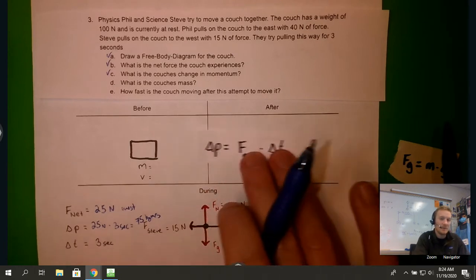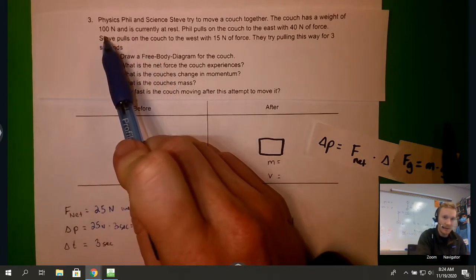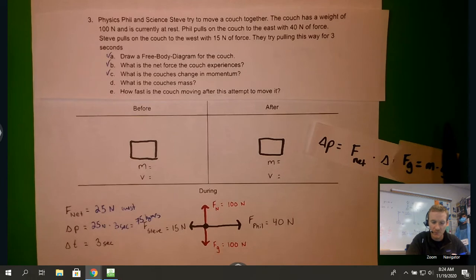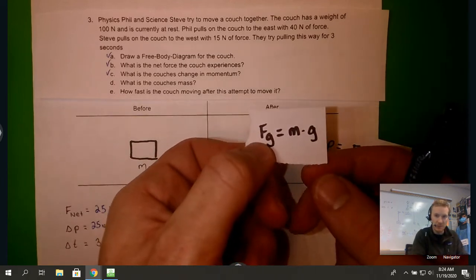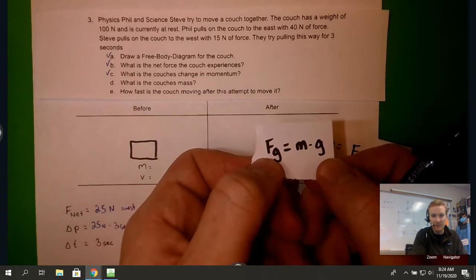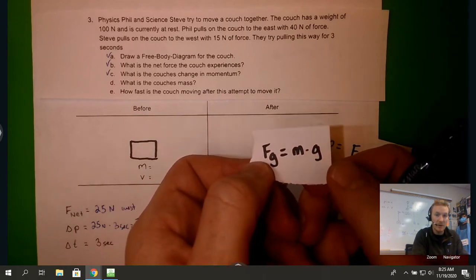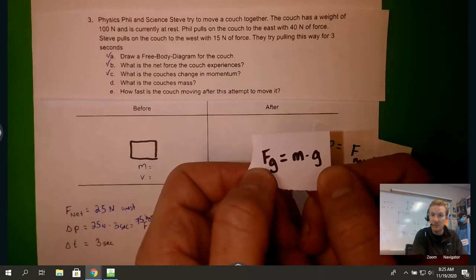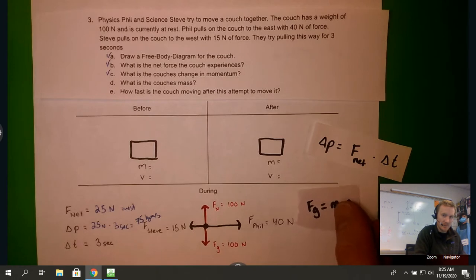Okay, so the question doesn't give us anything specific about the mass, but it does give us, again, its weight. It has a weight of 100 newtons. And I said earlier that weight, just the force of gravity, is your mass times gravity. So if we know the weight, and we know g, which is always 10, we can easily solve for mass.